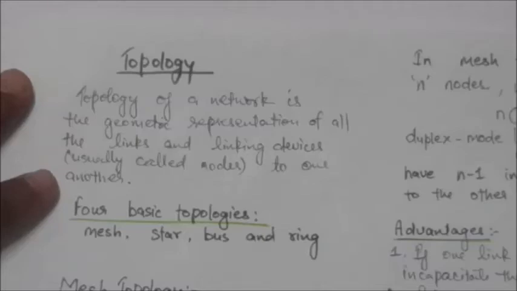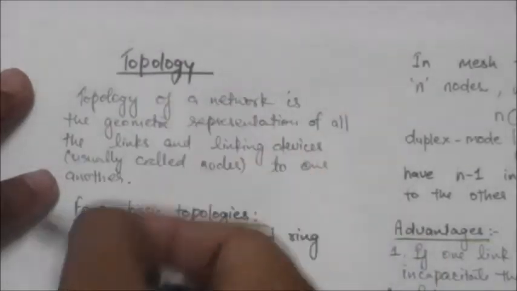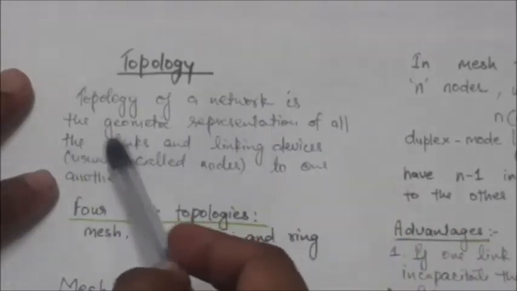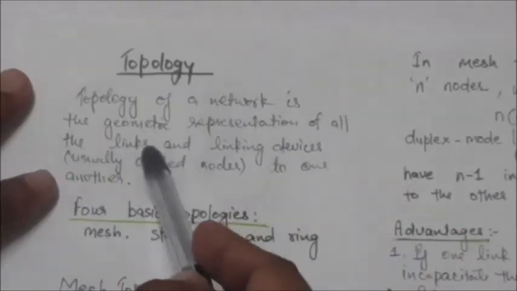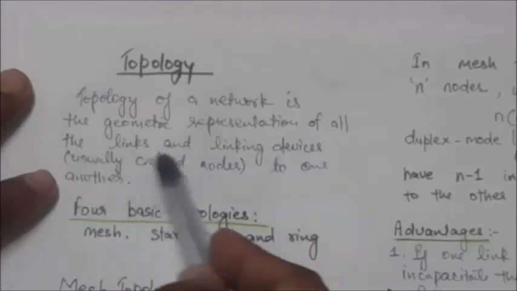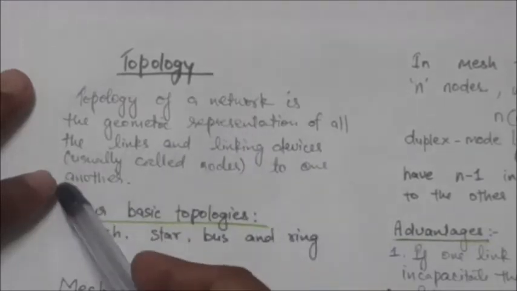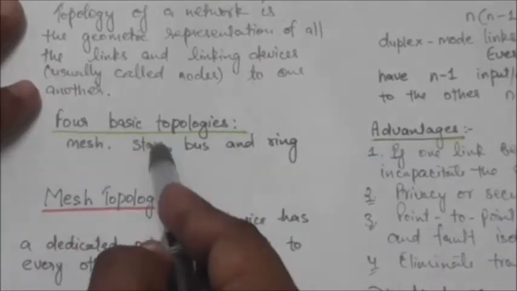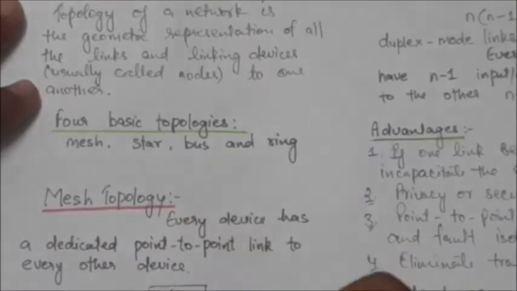Welcome back. In this tutorial we will study about topology. So what is the topology of a network? The topology of a network is the geometric representation of all the links and linking devices, which are also called nodes, to one another. So there are four basic topologies: mesh topology, star topology, bus topology, and ring topology.